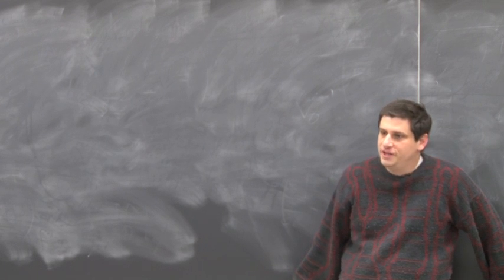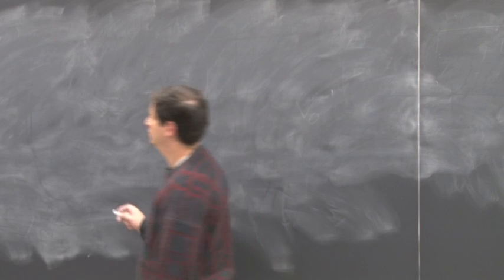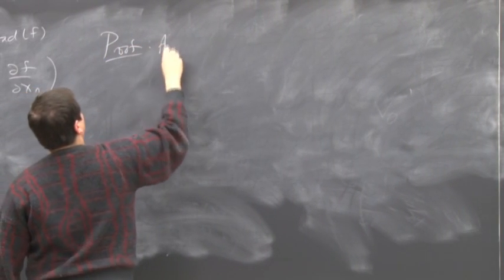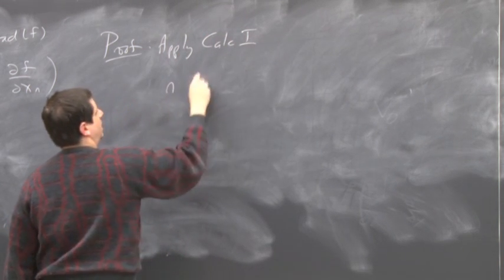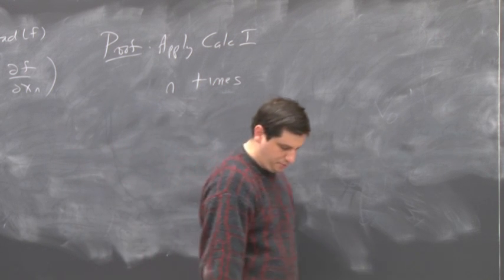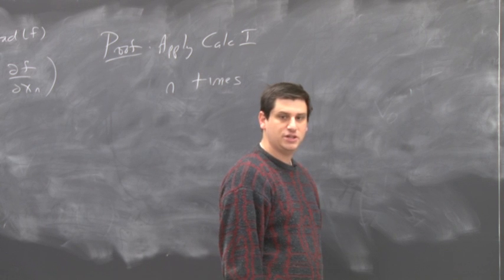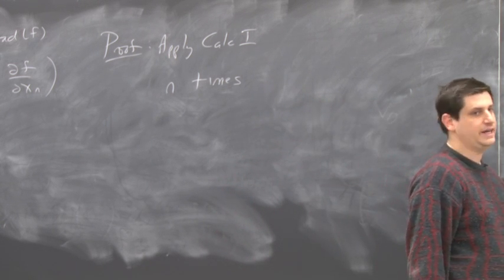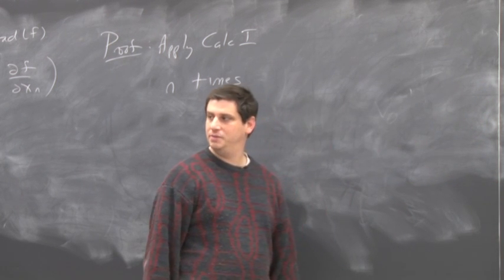So the proof is essentially repeated applications of Calc 1. Apply Calc 1 n times. So imagine I'm at some point here, and I want to be at a local maximum. If df dx1 is positive, well, my function's increasing if I go to the right. I can't be at a maximum. I'm decreasing if I go to the left. I can't be at a minimum.